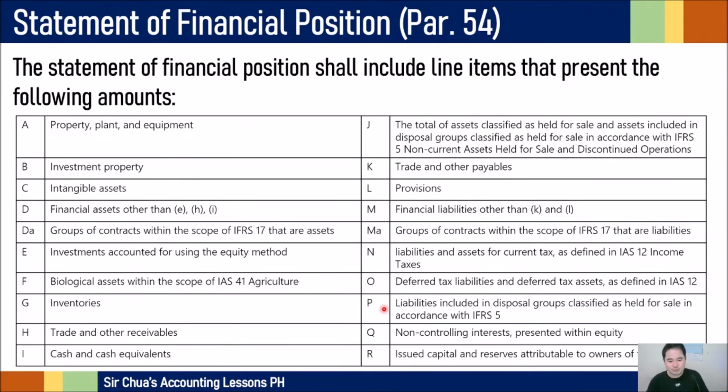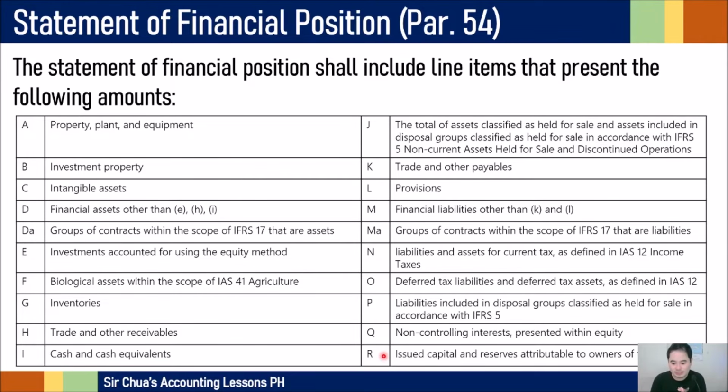Now, tungkol po dito, equity portion po kasi ito, no? Yung letter Q natin, non-controlling interest presented within equity. Lumalabas po kasi ito sa consolidated financial statements. So, park nyo muna to ng konti because you will be learning that in your accounting for business combinations. Okay? And then, issued capital and reserves attributable to owners of the parent. That is also for consolidated financial statements.